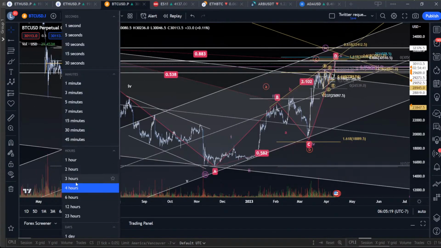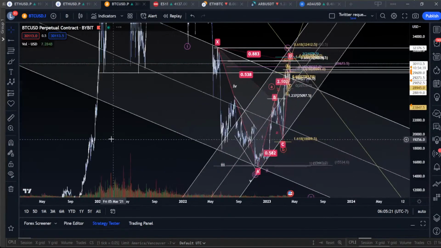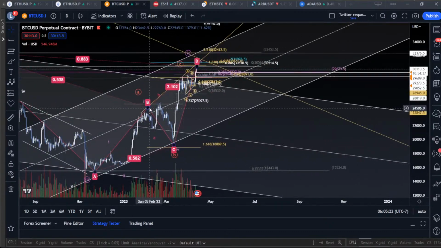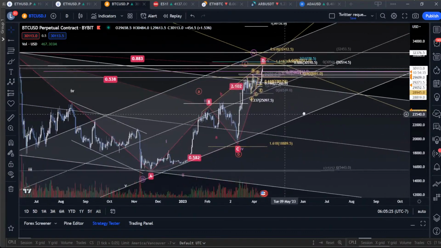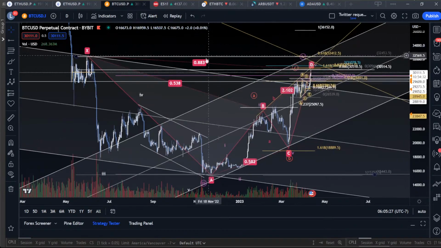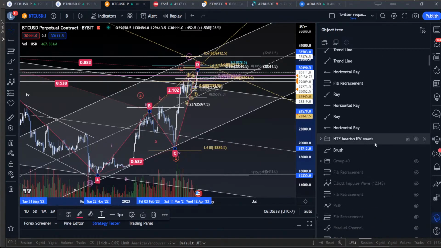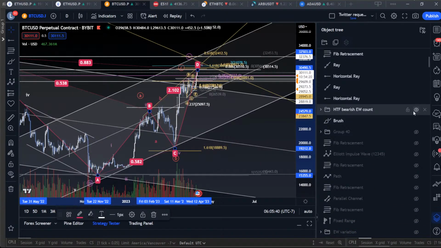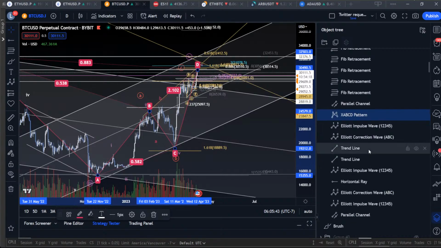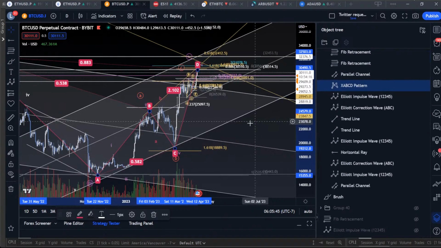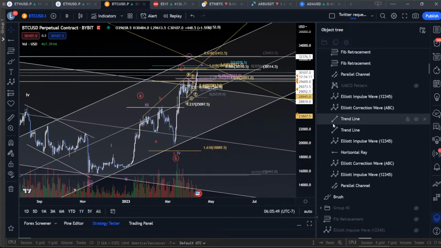There's an argument that this is maybe something like a bat harmonic. I think it's a little messy. I will clean up this chart a little bit. But we're at the 886 of this X to A, which would be the target for a bat harmonic. Let me turn this off for a second. Let's just clean up this chart a little bit.